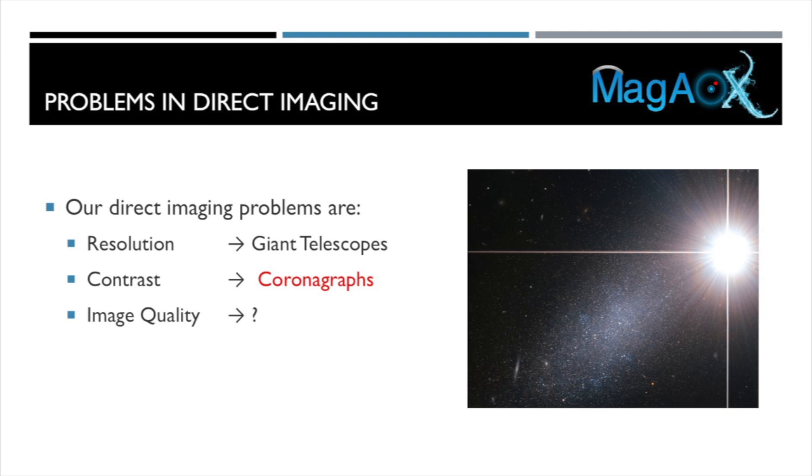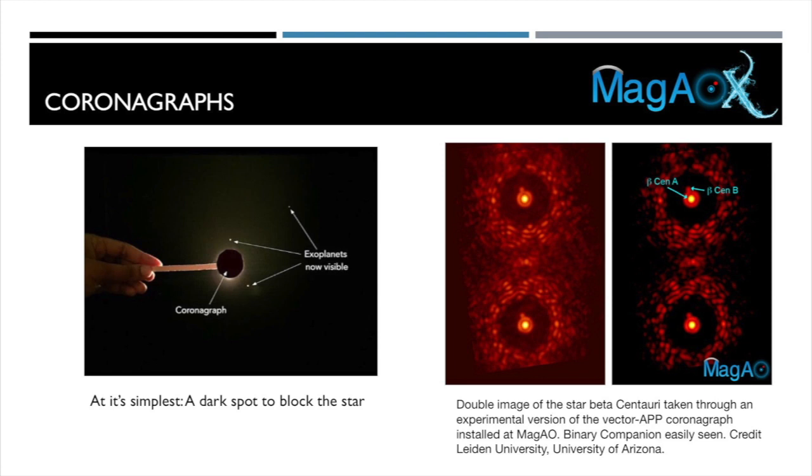So to solve the contrast problem, we're going to use instruments called coronagraphs. At its simplest, a coronagraph is just a black spot that you put on top of your star to block the starlight. So that's kind of like putting down your shade when you're driving your car to get the sun out of your eyes. It's kind of similar to that. But on real instruments, we use coronagraphs that are extremely more complex.